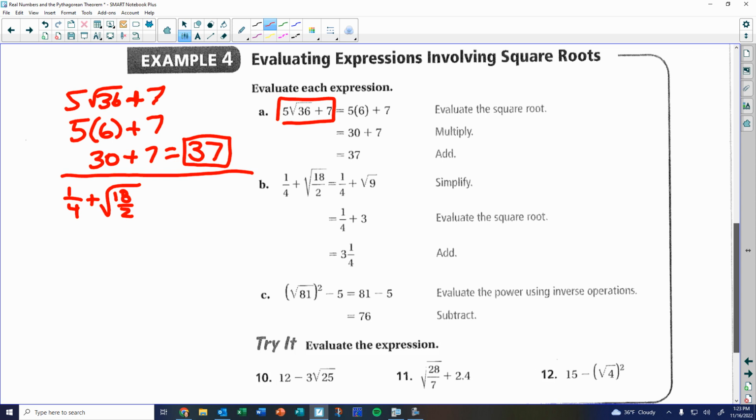9, right? Yeah, it took a long time to get there, but yeah, 9. Well, now look how that changes. I couldn't find the square root of 18 over 2 because those aren't perfect squares, right? But now I divide, look what I got. Is the square root of 9 a perfect square? What's the square root of 9? 3. So now I got 1/4 plus 3, which I can just add together to say 3 1/4, right?